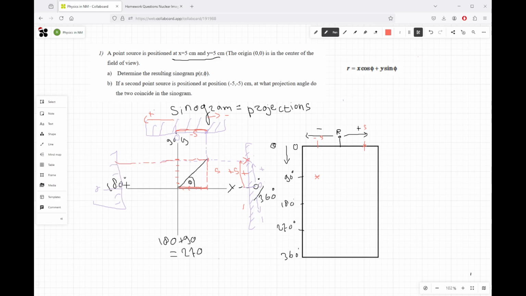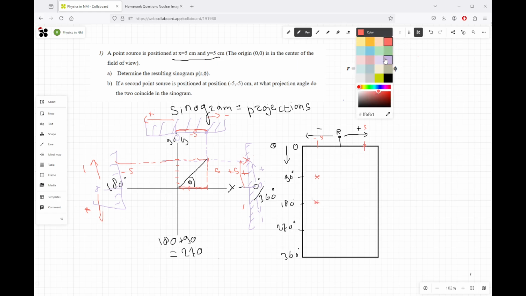Again, then the question becomes, is this minus 5 or positive 5? And by now we probably should know or probably have an idea that this should indeed be minus 5. So we put another mark at minus 5 at the projection angle of 180 degrees. So over here. And we will do the same thing and we'll make another detector. And we'll do the same thing right here.